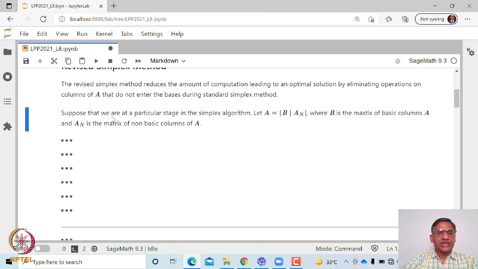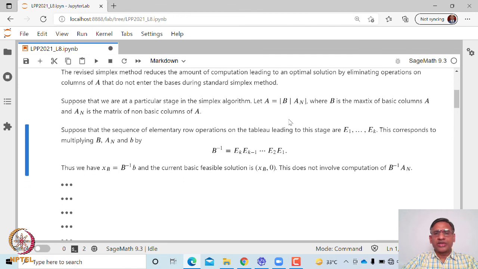So again, let us assume that we are at a particular stage in the simplex algorithm, and this A is given by B and AN. A has been split into B, AN, where B is the matrix of the basic columns of A and AN is the matrix of non-basic columns of A. This we also saw in case of the matrix form of simplex table. Right. Now what we need to do is compute the inverse of this basic matrix, that is the matrix corresponding to basic variables.